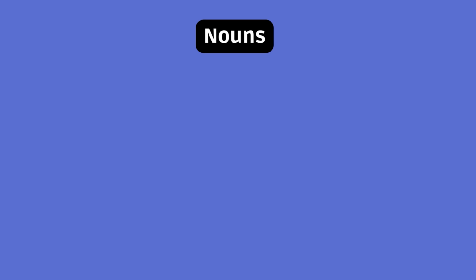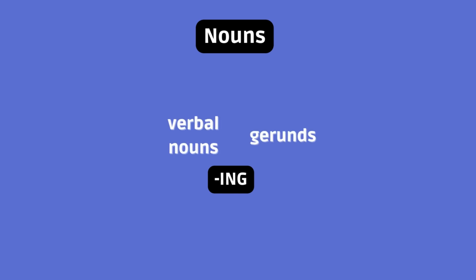Nouns. Now, you will also stumble upon words ending in -ing that are neither verbs nor adjectives, but rather nouns. These nouns are, of course, derived from verbs. They can either be verbal nouns or gerunds. The distinction between a verbal noun and a gerund can be a bit subtle, since both are derived from verbs, but they serve different roles in a sentence.